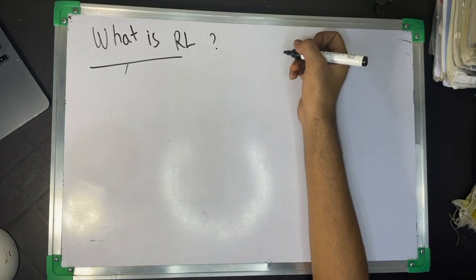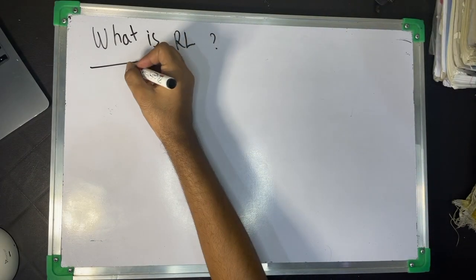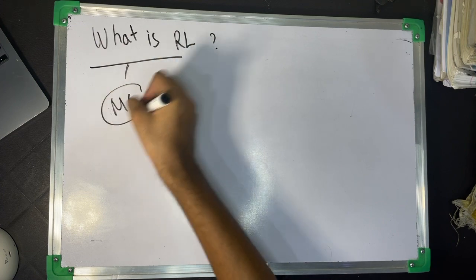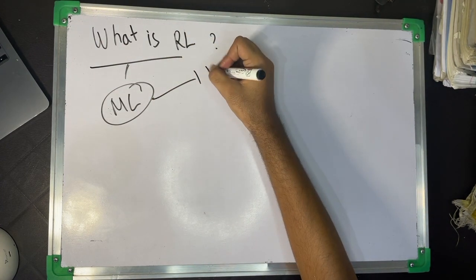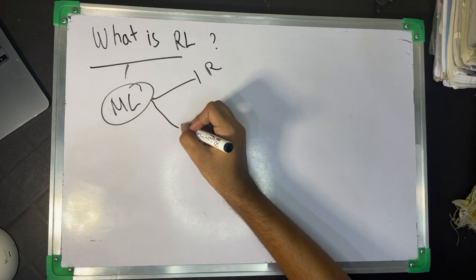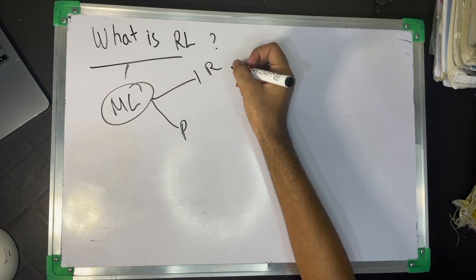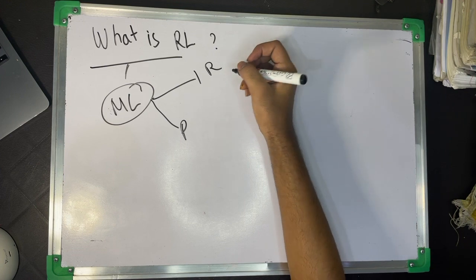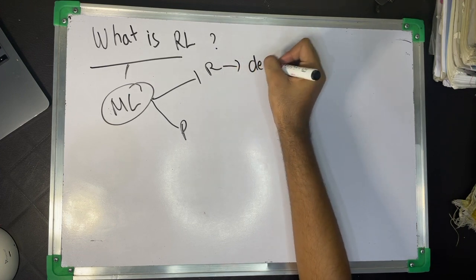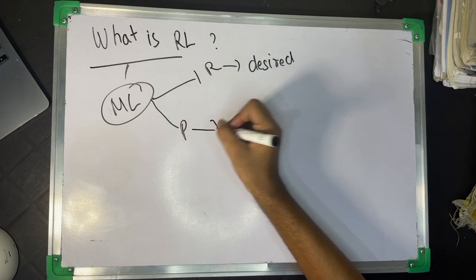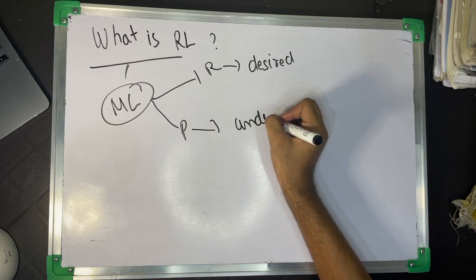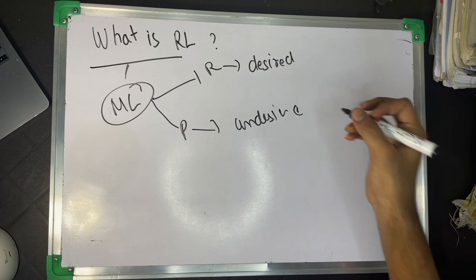Now let's see what reinforcement learning, or RL, stands for. It's a machine learning training method which consists of two things. Number one is rewarding and second is punishing. Rewarding, as we all know, we get rewards for our desired actions. So rewarding is for desired actions and punishing for undesired actions.